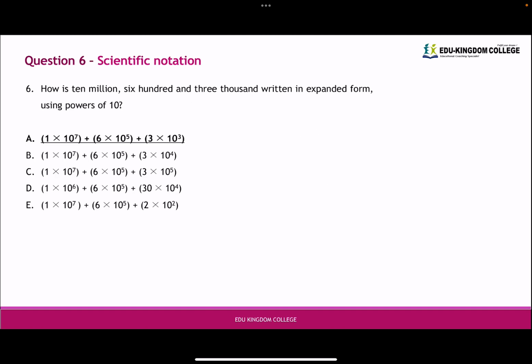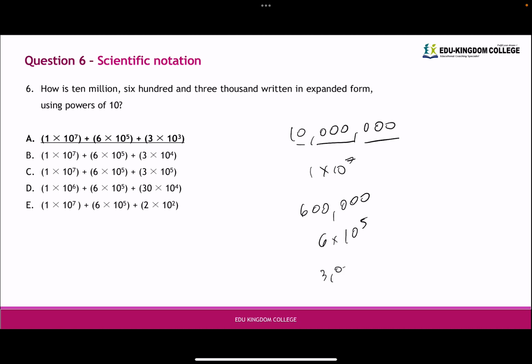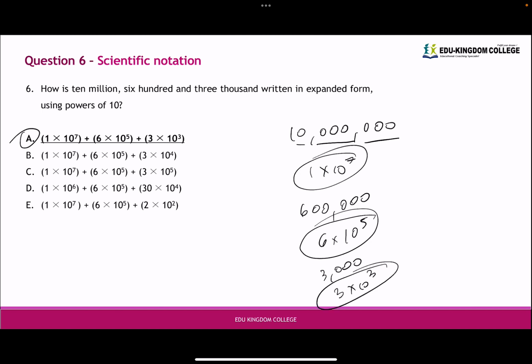All right, 10,600,000 and another 3,000 is written in expanded form using powers of 10. So 10 million is going to be this, right? So there's 7 zeros, meaning that it's 1 times 10, and it's been multiplied by 10 7 times. So it's 10 to the power of 7. For 600,000, there's 5 zeros, which means it's 6, and then it's been multiplied by 10 5 times. And then for 3,000, it's 3 times 10 multiplied by 10 3 times. So it's going to be 1 times 10 to the 7 plus 6 times 10 to the 5 plus 3 times 10 to the 3, so 8.